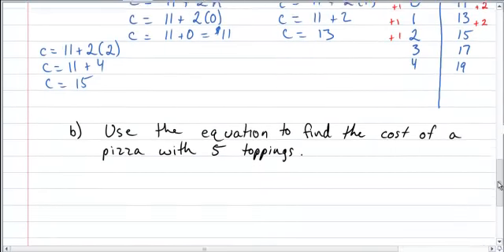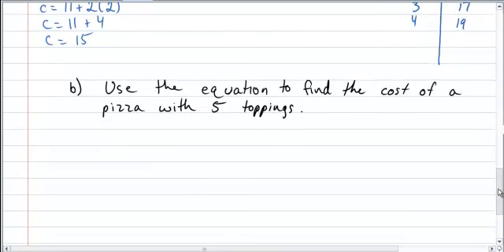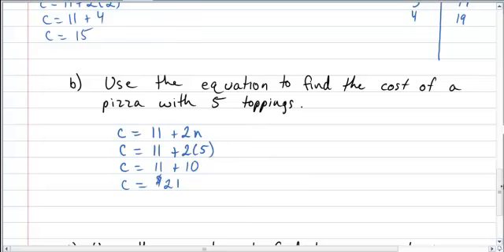So now, we take a look at this and we go, okay, we'll use the equation to find the cost of a pizza with 5 toppings. All right? So we can simply do that. We can go C equals 11 plus 2n. So we simply say C equals 11 plus 2 times 5. All right? C equals 11 plus 10. And then we have our cost. C equals $21. Okay? And that's the cost of a pizza with 5 toppings.